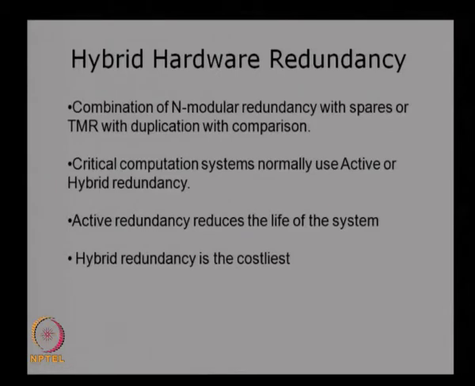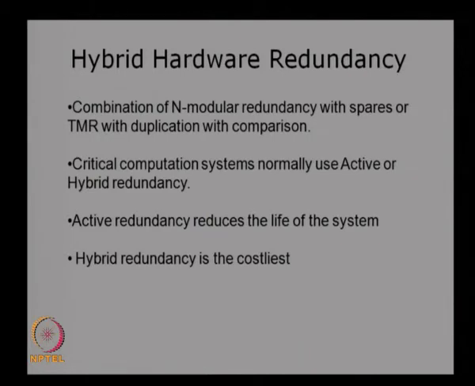And as I mentioned, there can be a hybrid redundancy also. So, we can have active redundancy and passive redundancy, and we can have a hybrid redundancy where we use a combination of n modular redundancy with spares, or TMR with duplication with comparison. I mentioned triple modular redundancy or n modular redundancy; this is actually a passive system. So, we can combine this n modular redundancy with the standby spares we discussed, or we can combine TMR with duplication with comparison. If we have this kind of combination, then it is known as hybrid modular redundancy or hybrid hardware redundancy. Basically, depending on the situation, this can be implemented.